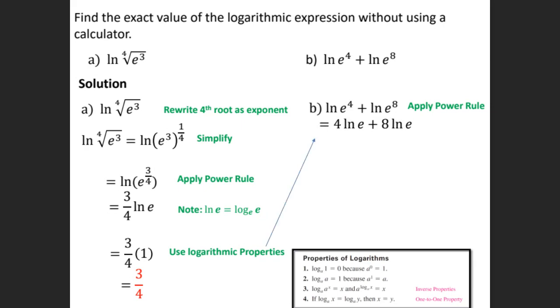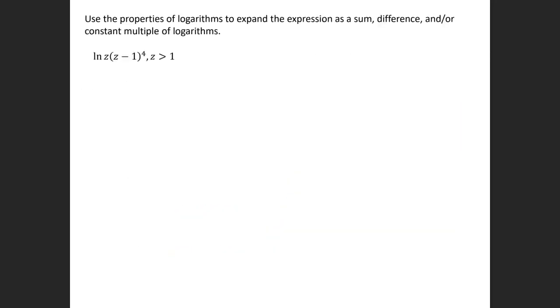Okay, so what I can see is here we can use our properties to solve this. Since I have the same natural log of e and natural log of e, again, that's 1. So 4 times 1 plus 8 times 1 is just going to give me 4 plus 8, and 4 plus 8 is equal to 12. Okay. All right. Let's look at this one.